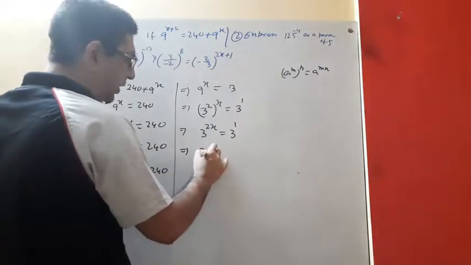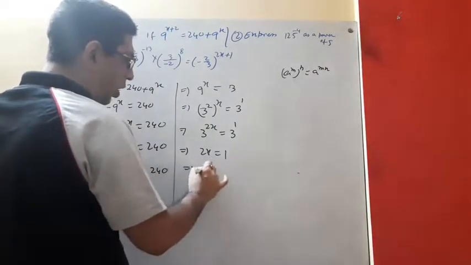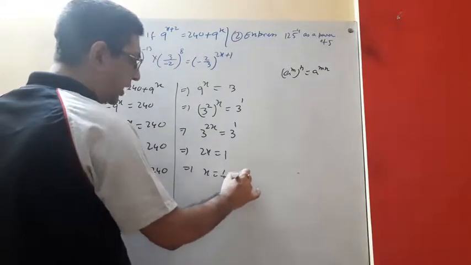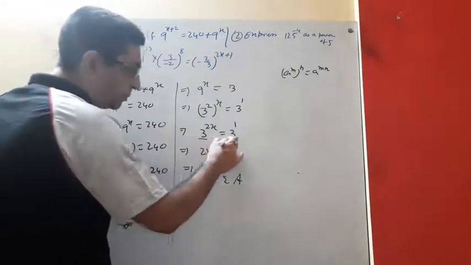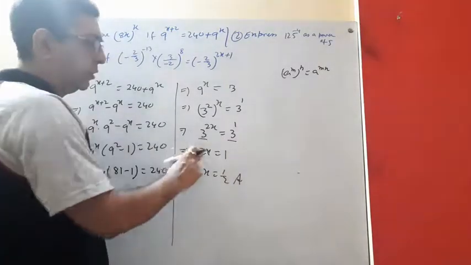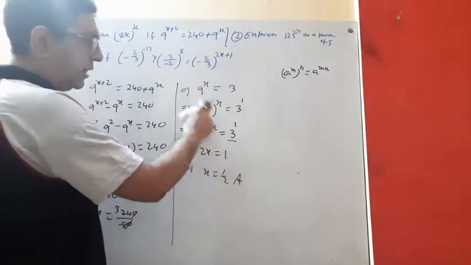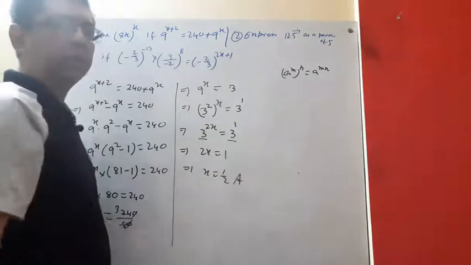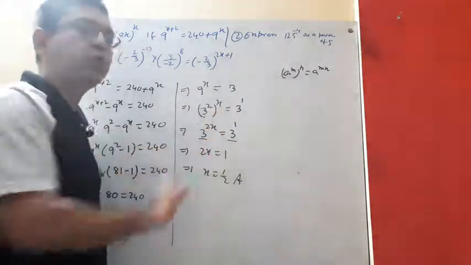So that implies 2x equal to 1, or x equal to 1 by 2. Sir, how will I get? Look, the bases are equal, and there is an equal to sign. So power equal, base equal. That is why we convert 9 as a power of 3, so that we can compare these two.